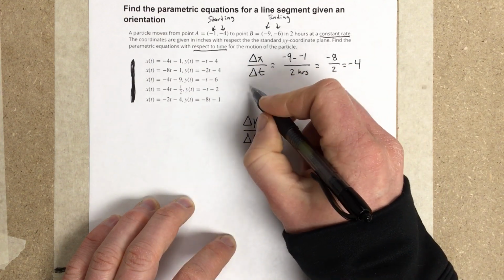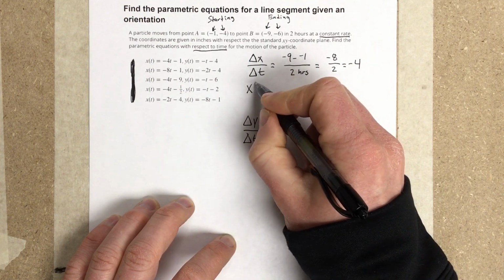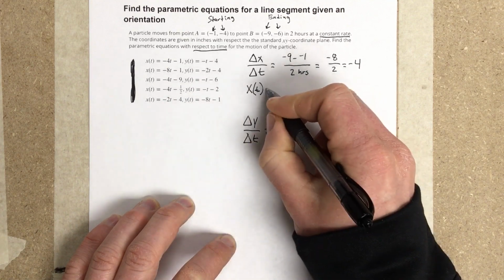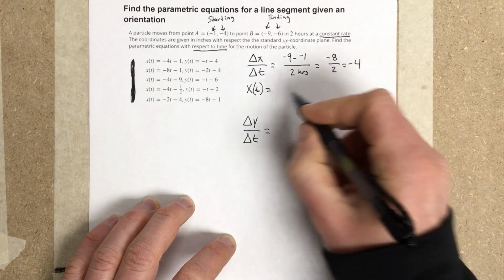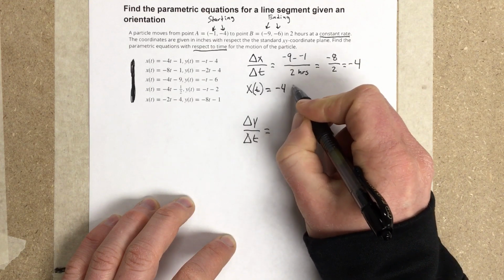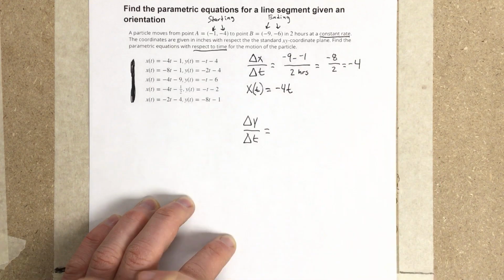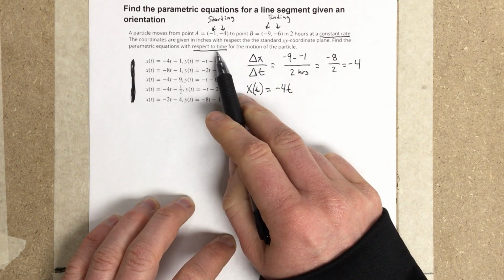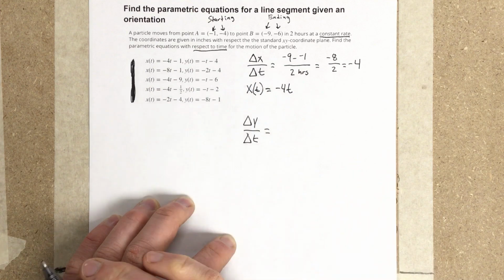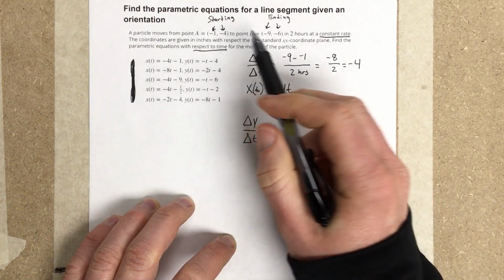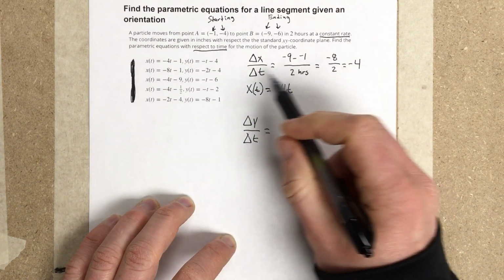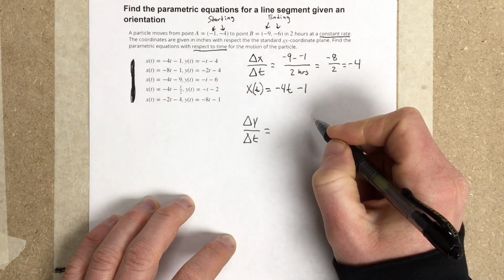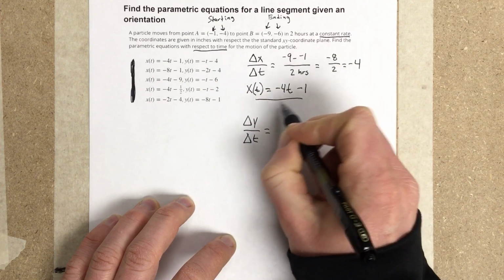Now I can write that equation as x as a function of t is equal to my slope, which is -4, times time. Because they told us with respect to time, time is supposed to be our independent variable. And then I need to write in my starting x value. My starting x value is -1, so I have -1 here. So that's my first parametric equation.